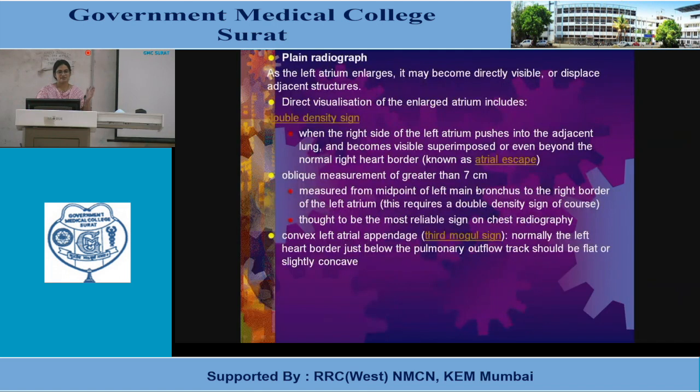Oblique measurement of greater than 7 cm. How do you measure it? It's measured from the midpoint of the left main bronchus to the right border of the left atrium. Obviously a double density will be seen in this, and this is the most reliable sign on chest radiography.